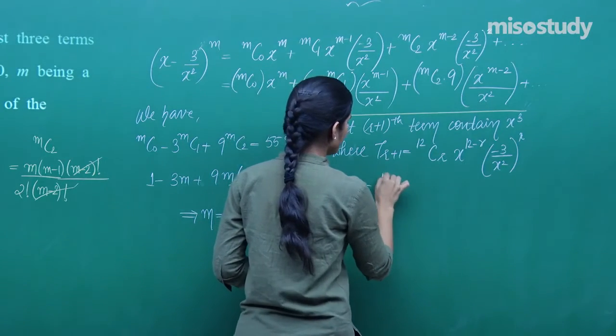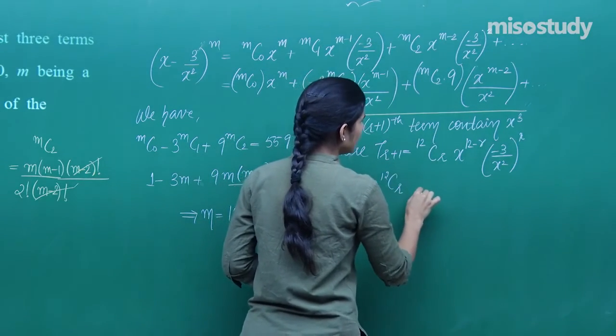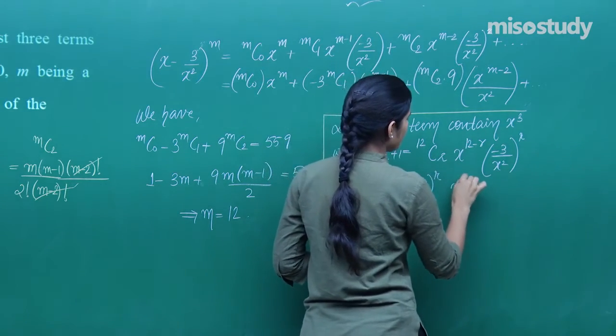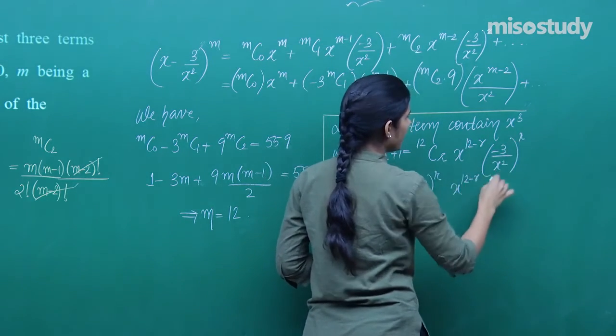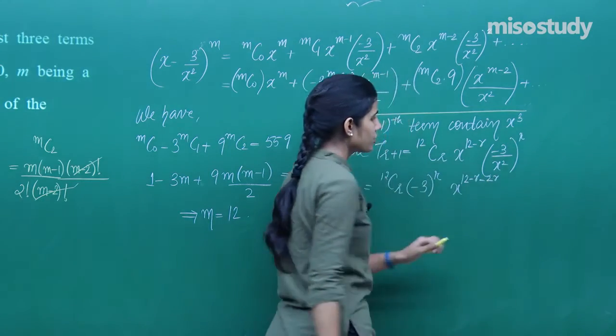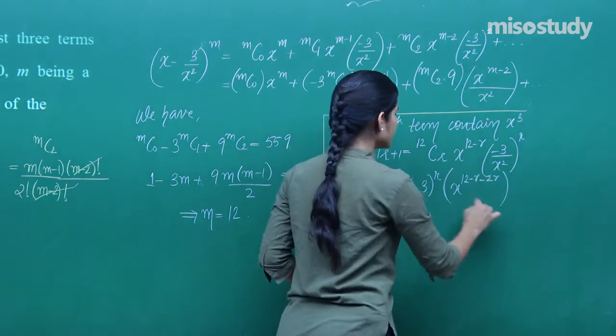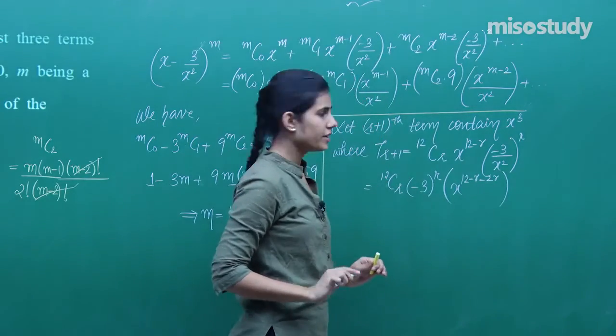Let's just resolve this. This is 12Cr and then you have minus 3 to the power r, x to the power 12 minus r minus 2r. Because this is 2r, it is going to go above, it will be minus 2r. So this is the complete term involving x.